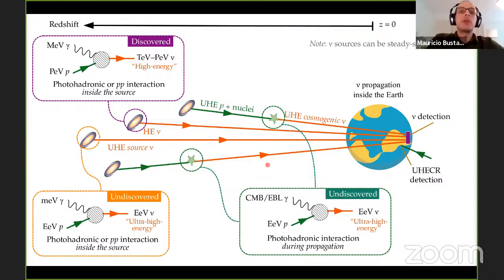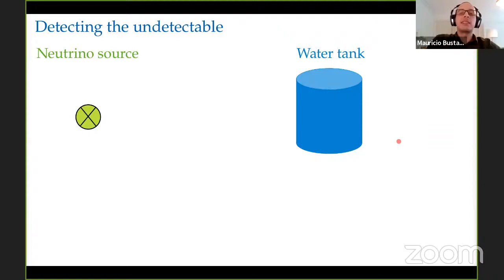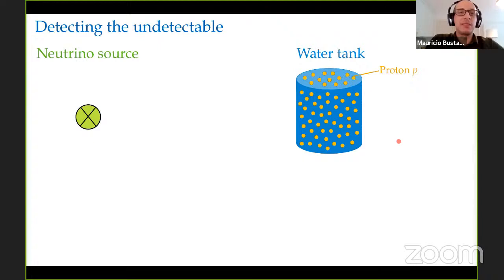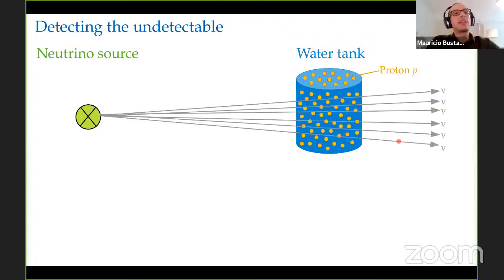Okay, so now, this is about what we expect, but now how do we detect neutrinos? And they are notoriously finicky to detect. So let's build a toy detector here. And let's assume we have a neutrino source. It doesn't matter if it's astrophysical or not. It could be a nuclear reactor if you want, and a water tank or ice tank or something along the way. So just a collection of protons. The more the merrier. So this is a neutrino source that is emitting neutrinos.